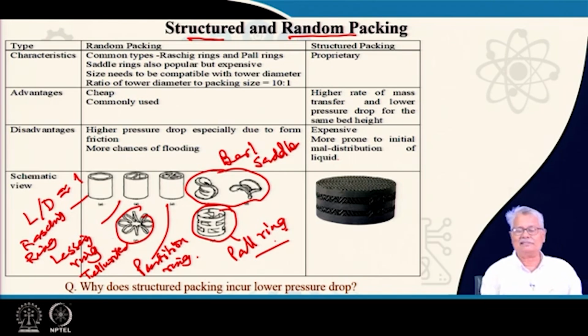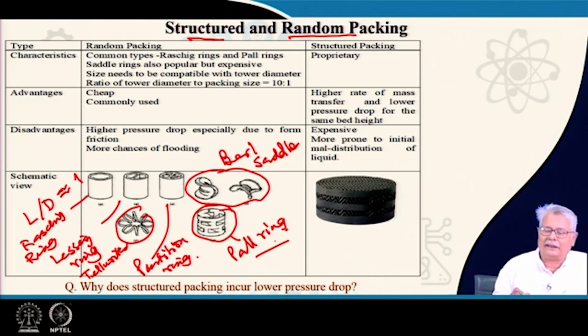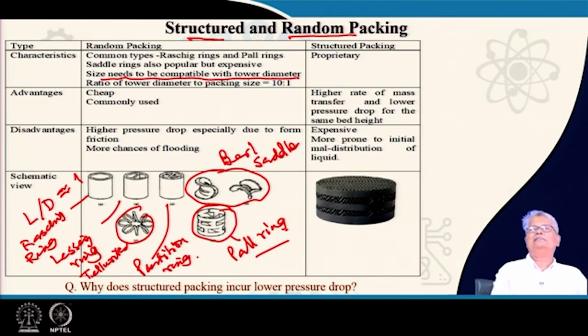If you look at the characteristics, you will find that the size needs to be compatible with the tower diameter. If you have too large a size of packing, there will be more channeling. The tower diameter has to be minimum 10 times larger than the packing, or rather in other words, my packing size should be 1/10 or even lower.